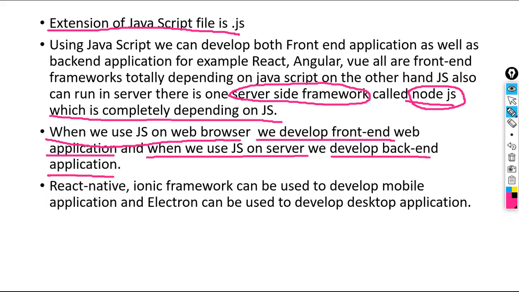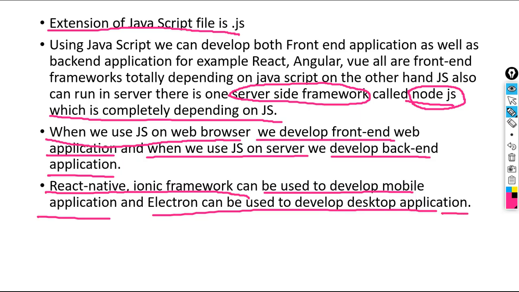With the help of HTML, CSS and JavaScript, we can create web pages so that the user can interact. Here we are making use of JavaScript as a front-end technology. When we are using Node.js to communicate with the server, there we are using JavaScript as a back-end technology. Now, React Native and Ionic frameworks can be used to develop mobile applications, and Electron can be used to develop desktop applications.